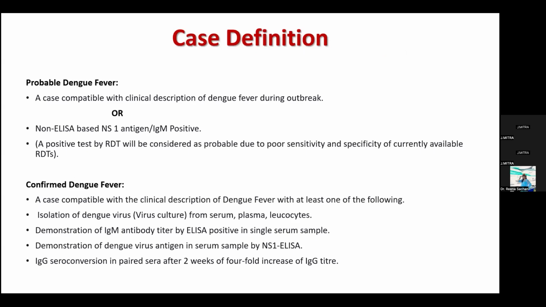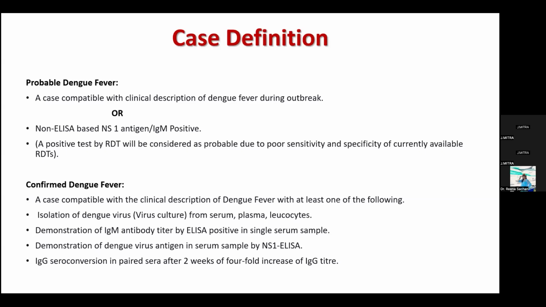How can we define the case? It may be a probable dengue fever, or it may be a confirmed dengue fever. When we call it a probable dengue fever, it is a case that is compatible with the clinical description of dengue fever during an outbreak, or where a non-ELISA based NS1 antigen test has been done, or non-ELISA based IgM positive cases, like those done by rapid diagnostic kits, can be considered as probable dengue fever, because a positive rapid diagnostic test will be considered probable due to the poor sensitivity and specificity of the currently available rapid diagnostic kits.